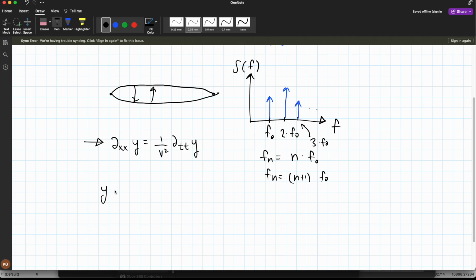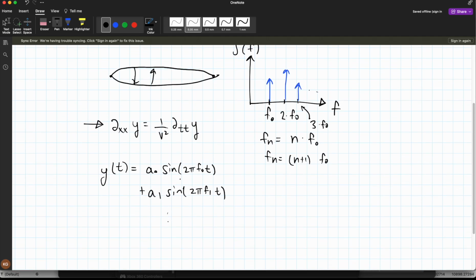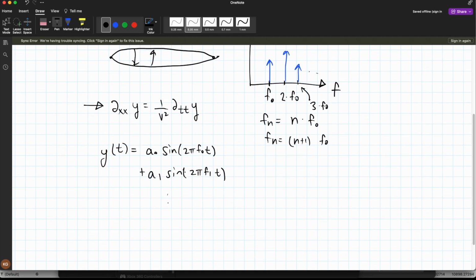So the movement of the string, or the sound of the string as a function of time, is really some coefficient, we can call it a naught, times a sine wave at frequency f naught, so sine of 2 pi f naught times t, plus a1, some other coefficient, times sine 2 pi f1 times t, and so on, until however many harmonics we get. And if you haven't seen a sine wave in a while, that's okay. I'll write that down real quick.